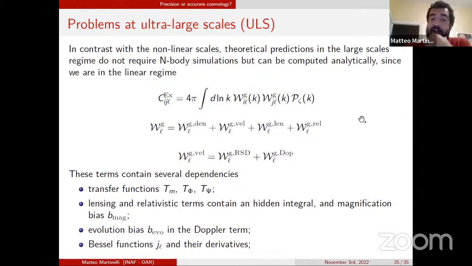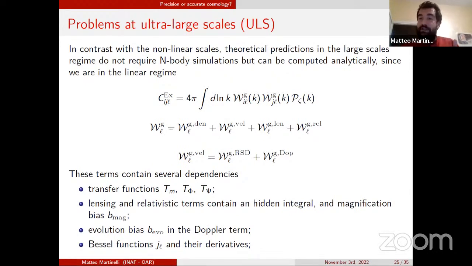Now, this kind of equation, hidden inside, you have a lot of things. You have transfer functions for the different potentials for matter that tell you how this power spectrum evolved. You have different effects like Doppler, magnification given from the lensing effects in between you and the galaxies. And within all this, you have Bessel functions that are used to project in spherical harmonics all these quantities.